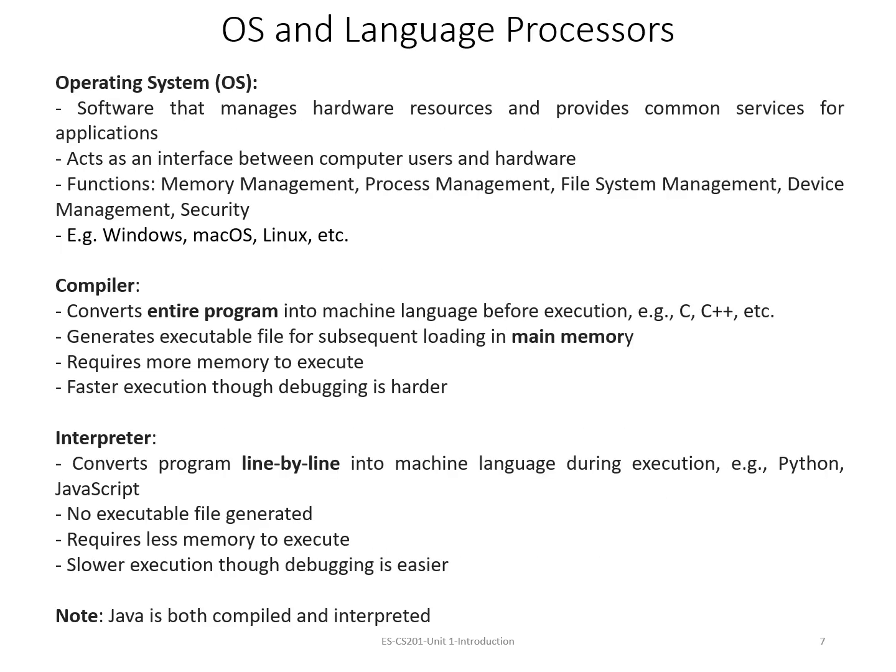OS and language processors. Operating system, OS, is software that manages hardware resources and provides common services for applications. It acts as an interface between computer users and hardware. Typical functions are memory management, process management, file system management, device management, security. Examples: Windows, Mac OS, Linux, etc. A compiler is software that converts the entire program code into machine language before execution, like C, C++.